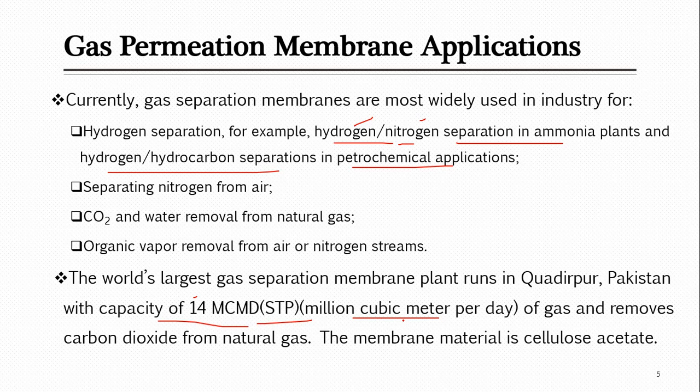This very large plant is using a membrane system for separation of carbon dioxide from natural gas, and the membrane material is cellulose acetate. Later on you will come to know why he has mentioned cellulose acetate specifically, because this is one of the common materials used for synthesizing gas separation membranes. I was just searching for other plants and I can't find any; all the information says the world's largest gas separation plant is located in Pakistan, separating a very large amount of gas on a daily basis.